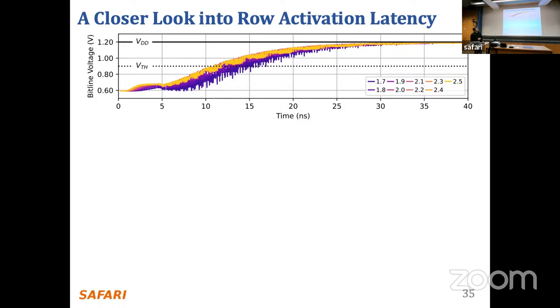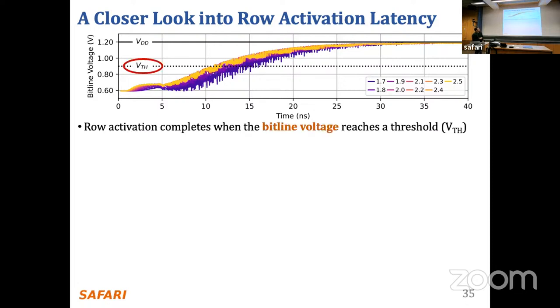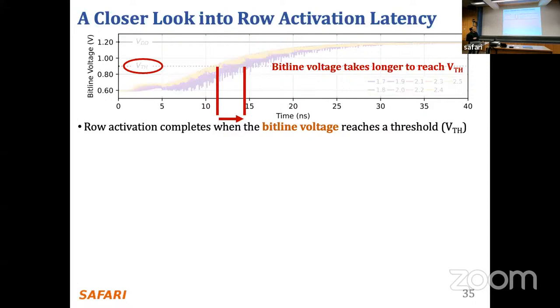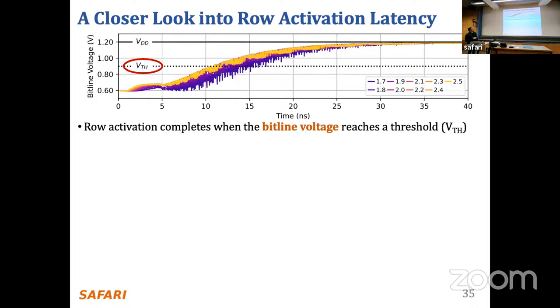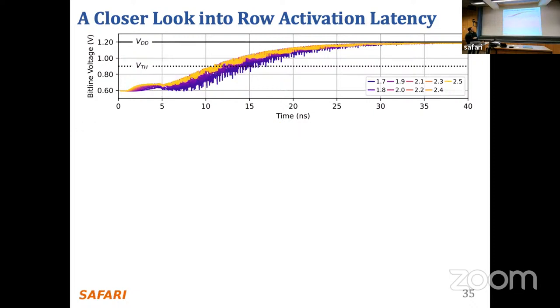In this plot, we have time on the x-axis and we look at the bitline voltage on the y-axis. This plot is generated by simulating a row activation operation. There's a threshold voltage here that is defined by the specifications. As your bitline voltage reaches this threshold voltage, it means that your row activation operation is completed. You can see for different voltage levels, for different colors, how the voltage changes across this time, right? And you can see that for the yellow one, okay, why doesn't it work?